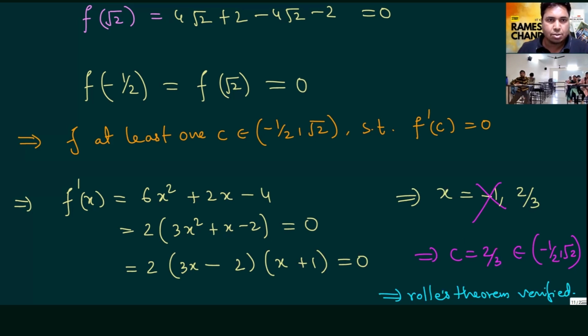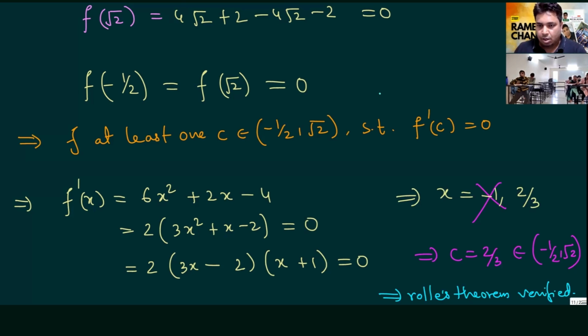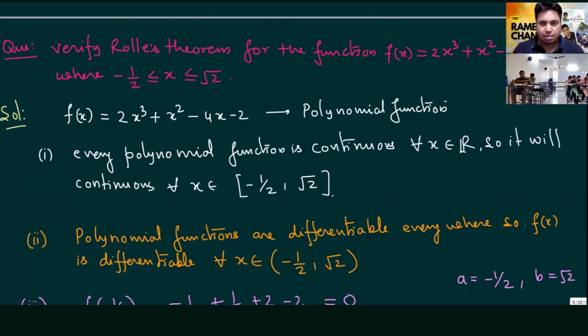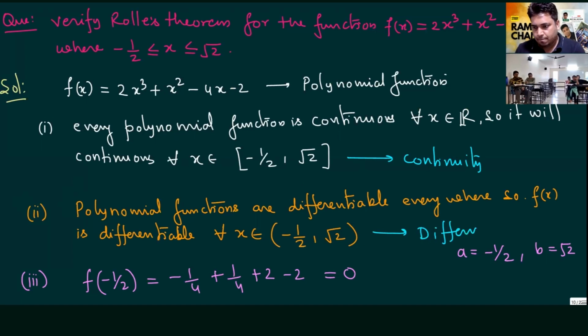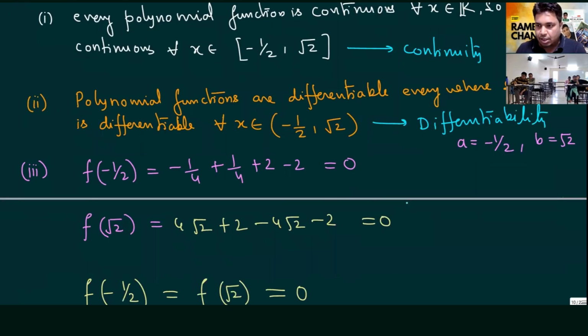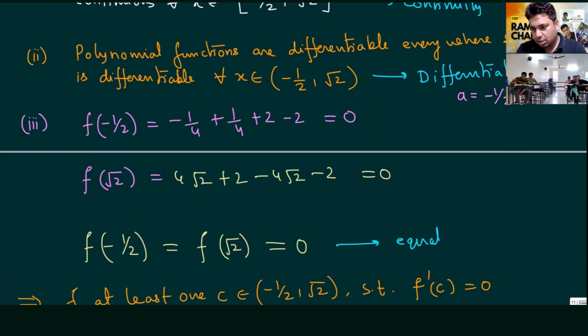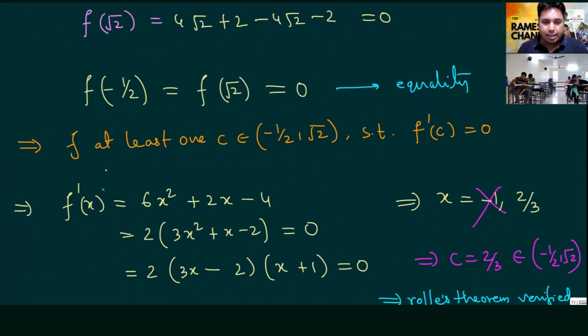Any doubt, kids, in Rolle's theorem? Let's have a gist of what we have done in this question. The question was to verify Rolle's theorem. So we first checked the three conditions. The first condition is on continuity. The second condition is on differentiability. And the third condition is on equality at both ends. Now, if these three conditions are met, then Rolle says that there exists at least one c in between such that f dash c becomes equal to 0.